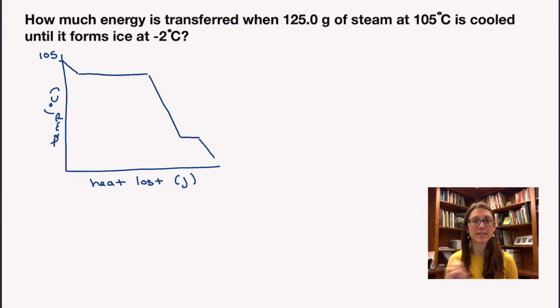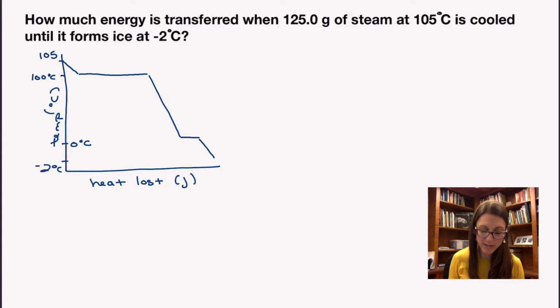Since I am cooling this from 105 to -2, that means I need a cooling curve. I'm going to have my x-axis be heat lost. I will be able to cool my steam down to 100 degrees. At 100 degrees, that is where it will condense to form a liquid. Just as boiling happens at 100 degrees Celsius, so condensation happens at 100 degrees Celsius. And then once all of my steam has been turned into liquid water, I'll be able to cool it down further, down to 0 degrees Celsius, where freezing occurs, and then it'll take it down to -2 degrees Celsius once I have ice.